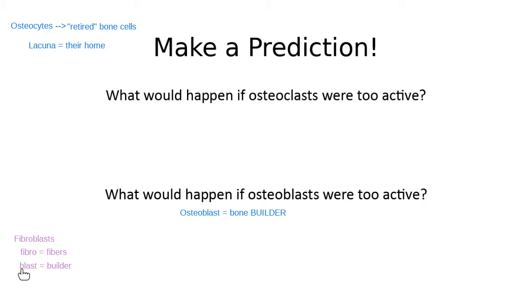So again, anytime we see blast, we are always thinking builder. Hey, what are we always thinking when we see clast? What does a clast do, or an osteoclast in particular? What's the normal job of an osteoclast? Yeah, these are my bone breakers. This end part clast always means we're breaking stuff down. This end part blast means we're building something.